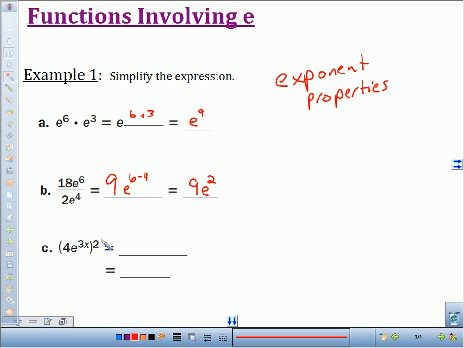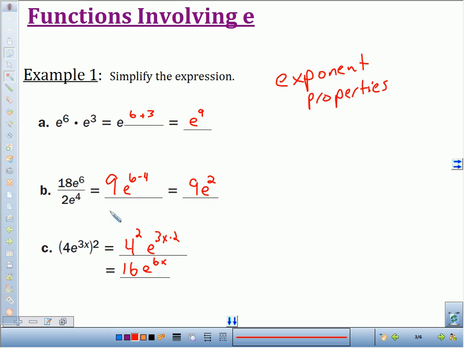Same thing here, raising a power to a power. Another property we've seen a lot. When we raise 4e to the 3x to the second power, we get 4 to the second power, and then e to the 3x times 2, because we multiply the exponents. Again, that exponent property that we've seen before. 4 squared is 16. E to the 3x times 2 is 6x. So e to the 6x.